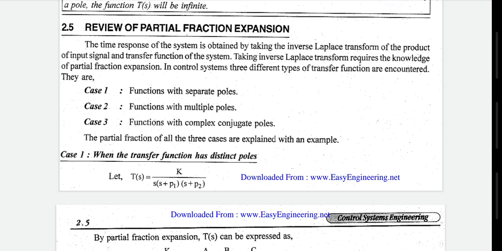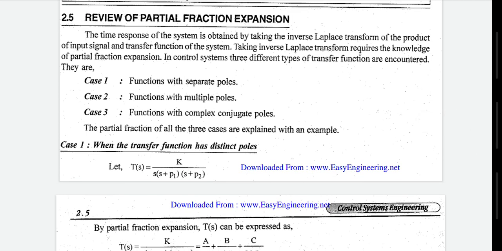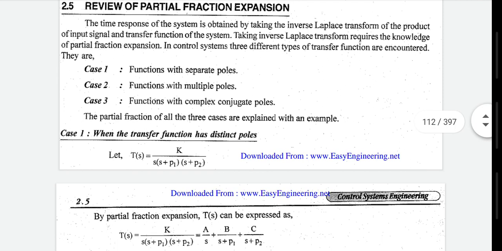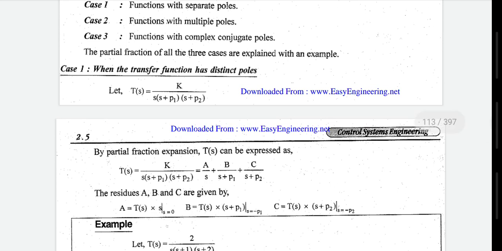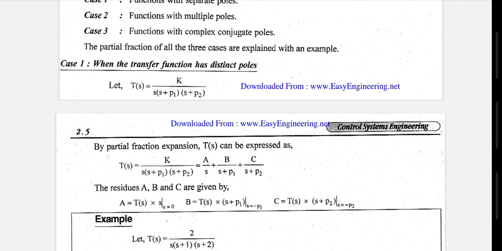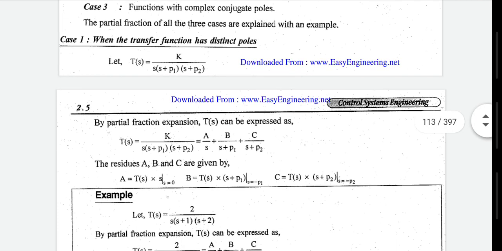And we have also discussed the partial fraction expansion in three different cases. What are the cases? The first case is if you have separate poles. The second case is if you have multiple poles, and the third one is if you have complex conjugate poles. How to derive the partial fractions for these three cases is going to be explained here.